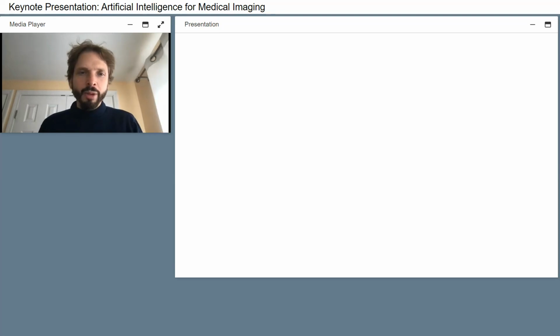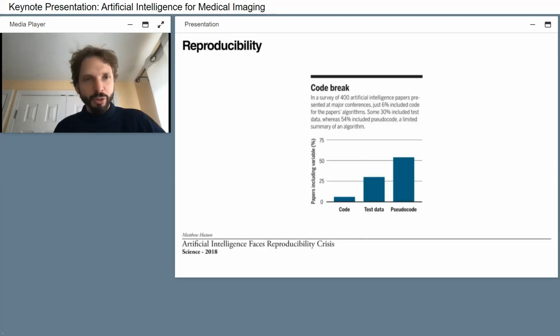A very big problem in the field is reproducibility. And this is really hampering progress significantly. This is a paper that was published already 4 years ago in Science, where they did an investigation of 400 papers at major conferences, and they demonstrated that not a lot of people are sharing code. Test data is also not very frequently available, and only half of them have pseudocode.